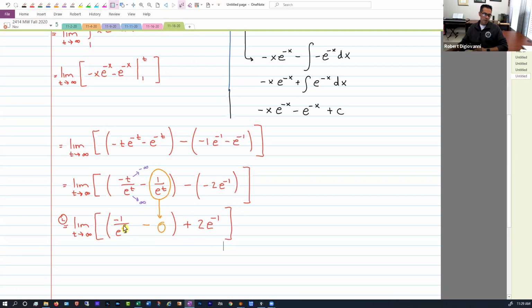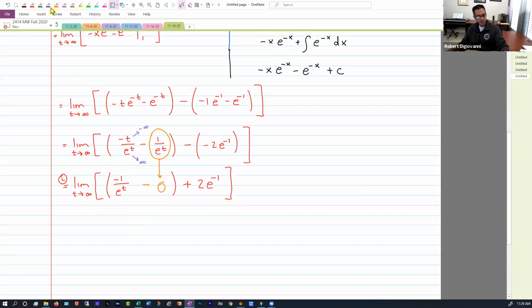And now this one goes, right? This is a fixed number over infinity. So that goes to 0 also. So now when we finish it up, we get 0 minus 0 plus 2e to the negative 1. That's really just 2 over e. Any questions?